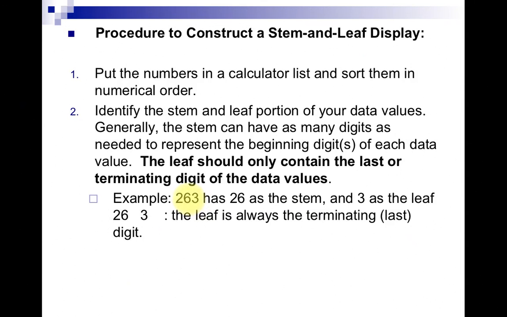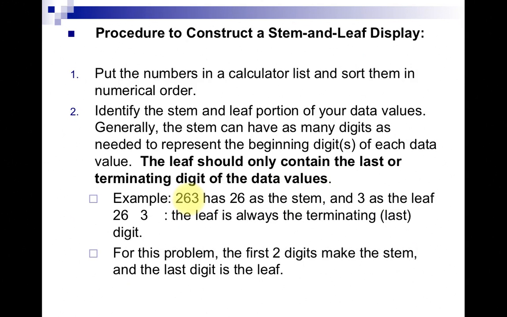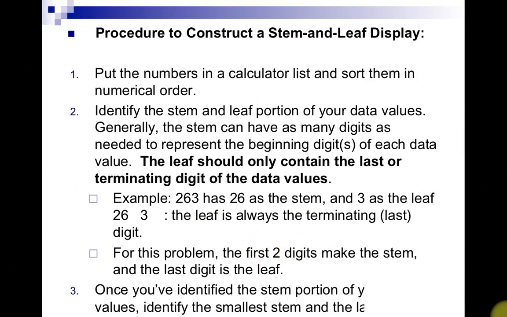Let's suppose that our data value had 4 digits, like this, 2631, for example. If our data value were 2631, then 1 would be the leaf and 263 would be the stem. Okay, the very last digit would be considered the leaf and everything else is considered the stem. But for this problem, because we're dealing with 3-digit numbers, the first 2 digits make the stem and the last digit makes the leaf.